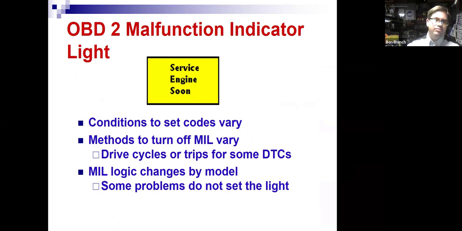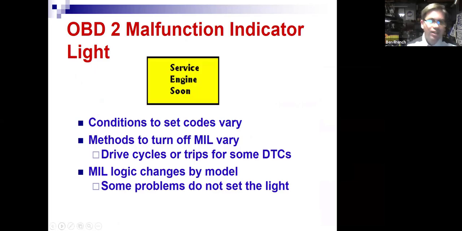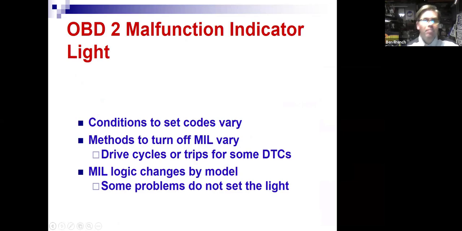So one thing that got maybe a little harder with OBD2 was how the check engine light is going to respond. What's going to turn it off? What's going to turn it on? That did get more complicated. Back in the OBD1 days, what would happen is if you had a shorted sensor, boom, the light would turn on. If for whatever reason the sensor was no longer shorting, maybe it had some wires that were pinched and now they're not pinched, the light would turn out.